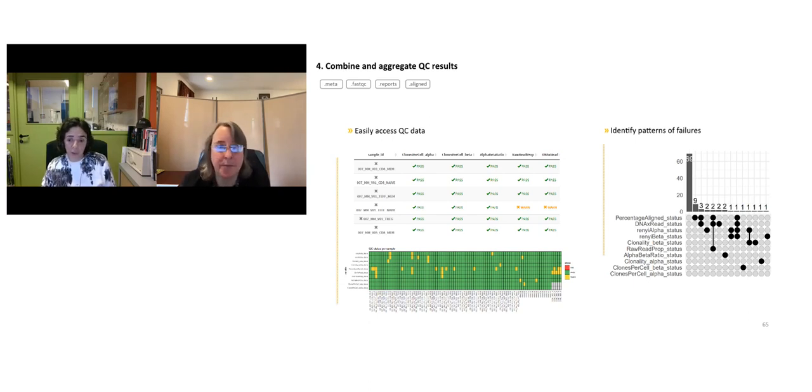So at the end, we can combine all the QC from all the parameters, and you can choose whatever parameter you are interested in, put all together and have a big picture of what was going on and what was the parameter that eventually failed or went wrong during your sequencing workflow.